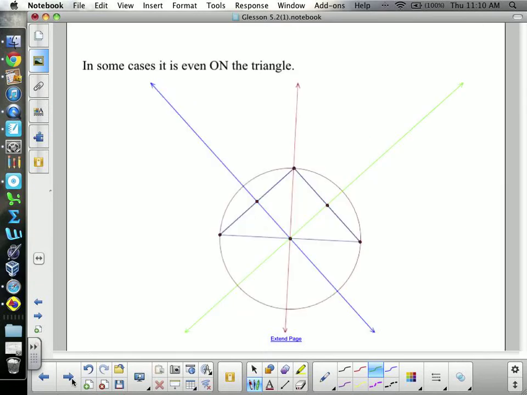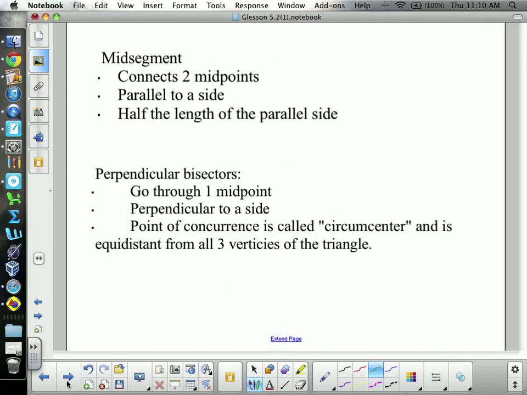And it even works when it's on the triangle. That's a right triangle, by the way. When it's on the triangle, this is going to be a right triangle. It's inside when the triangle's acute. It's outside when it is obtuse. So here's a quick summary of what's going on.